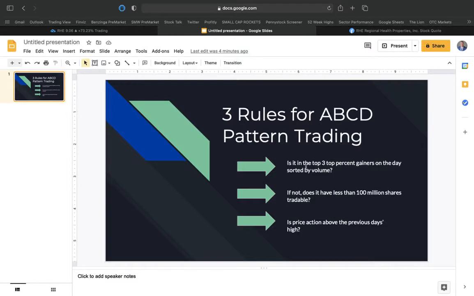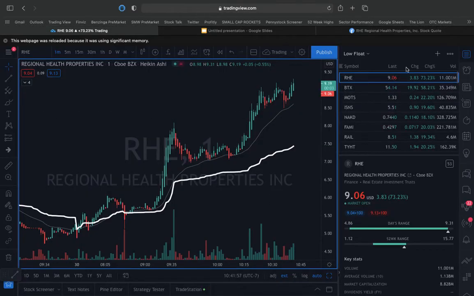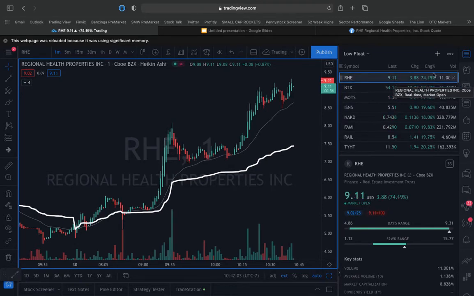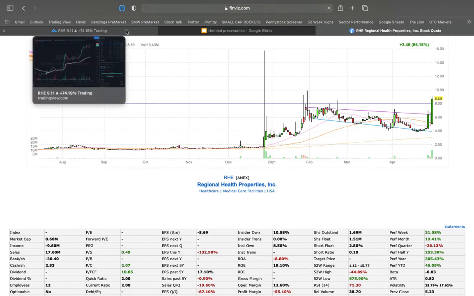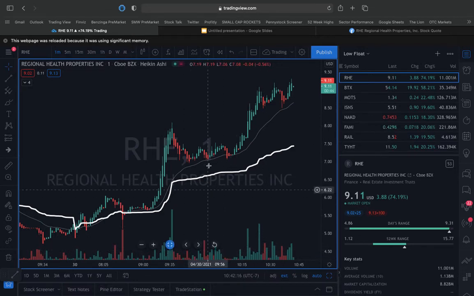So number one, is it in the top 3% gainers of the day sorted by volume? Yes, it is in the top 3% gainers. Actually, it is the leading percent gainer, okay? Now, it is not the highest by volume, but we've already determined that it's less than 100 million shares. As a matter of fact, it's very, very low float, micro float, in fact. And what that means is any type of volume is going to certainly move the stock.